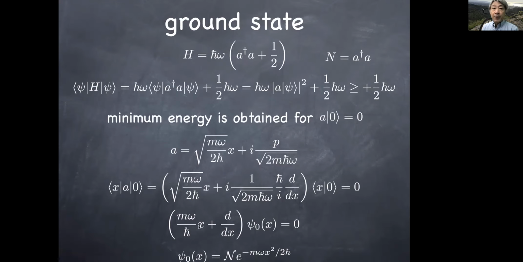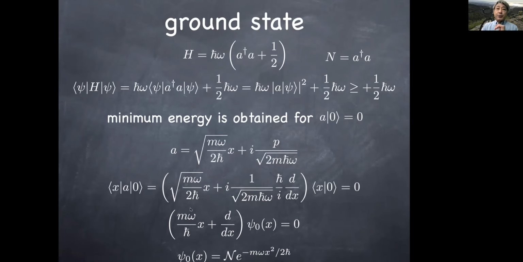And then you can even check with your eyes that this Gaussian form satisfies this differential equation, because d/dx pulls out minus m omega x over 2 h bar from the exponent. That precisely cancels this first term, m omega over h bar times x. So the Gaussian is a solution to this differential equation, and therefore, up to an overall normalization, this is a correct wave function for the ground state of the harmonic oscillator.